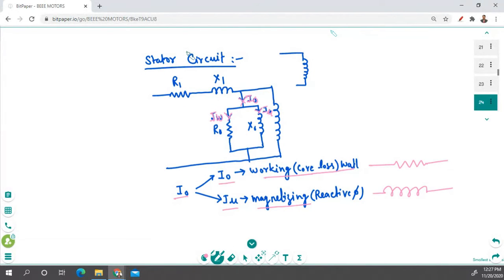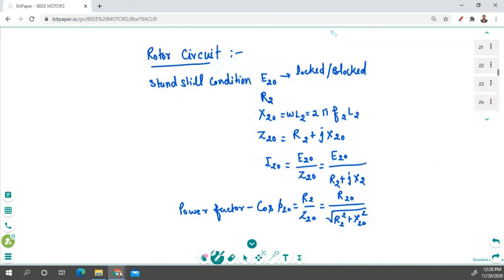When you pass current through these windings, magnetizing force is produced here. So we can calculate the reactive power here, and across this resistor we can find the core losses. Have you understood this stator circuit diagram? Quickly give your response. Can we move further? Okay, now the rotor circuit.